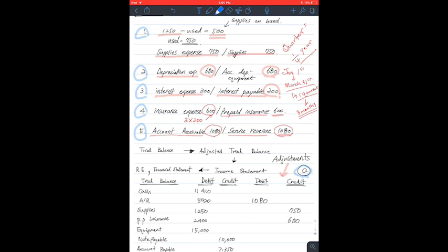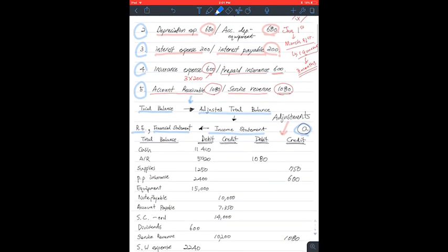And then we're going to have a look at what we're supposed to do after the trial balance. So after the trial balance, you have to do the adjusting entries, and then you have to do an adjusted trial balance, and then with that adjusted trial balance, you make an income statement, and you make retained earnings and a financial statement.